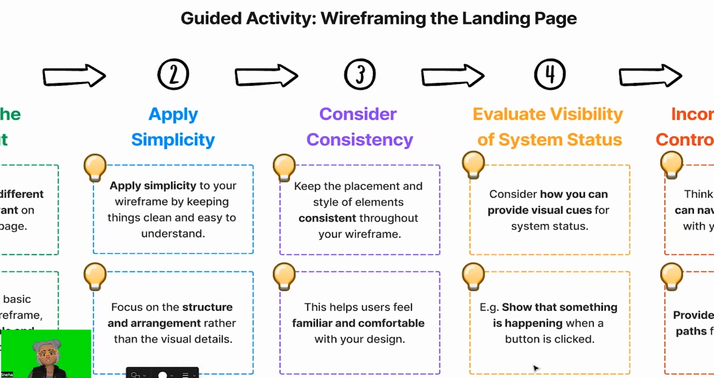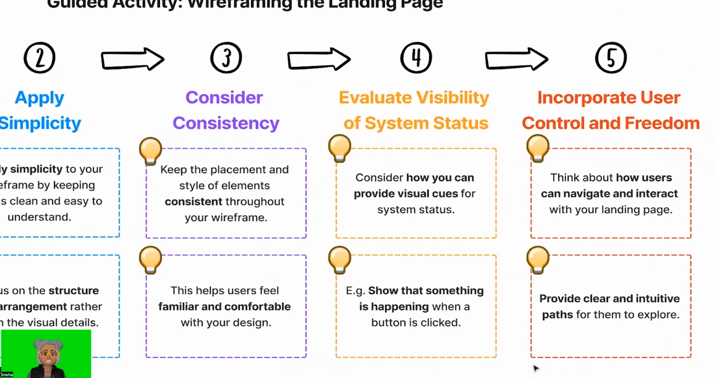Step 4, evaluate visibility of system status. Remember the heuristic about showing people what's happening? Apply it to your wireframe by considering how you can provide visual cues for system status. For example, you can use arrows to indicate the flow of navigation or loading indicators to show that something is happening when a button is clicked.